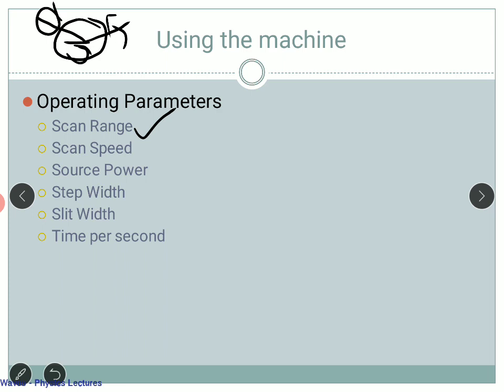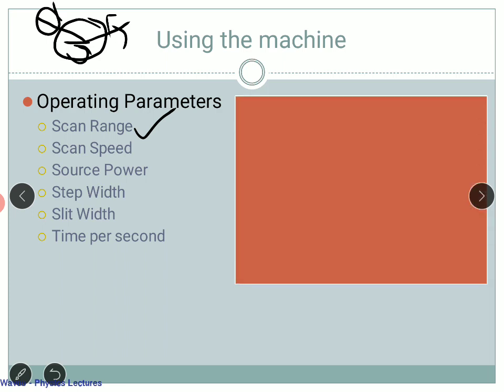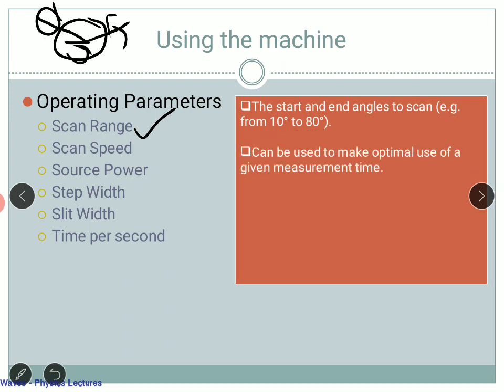So by scan range, I mean the angle that we have here. The first point is the start and end angles to scan. Usually it is from 10 degree to 80 degree. So the range is not that large. The reason is, there are reasons. Let's go to the next point first.